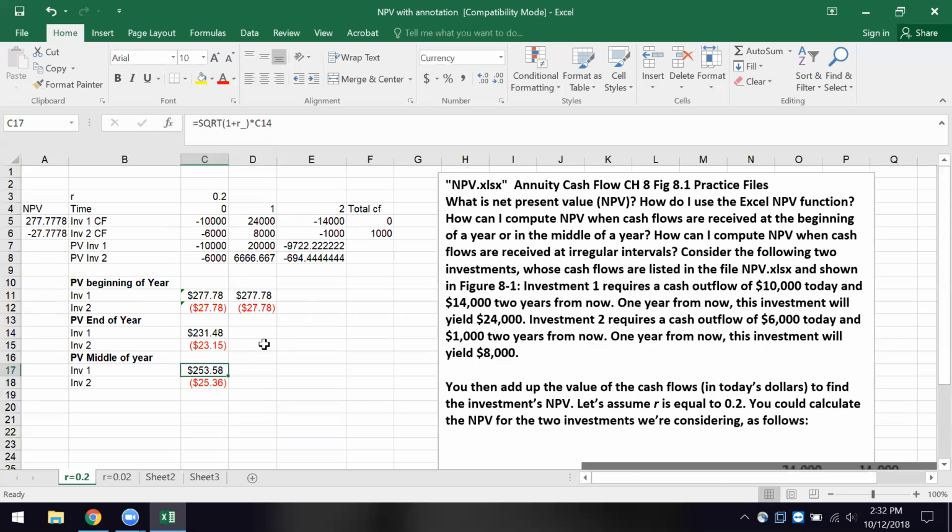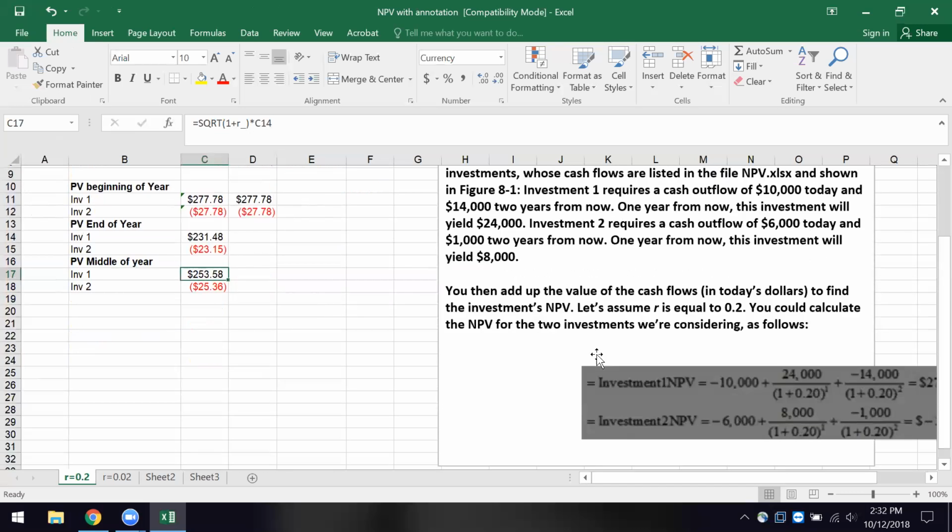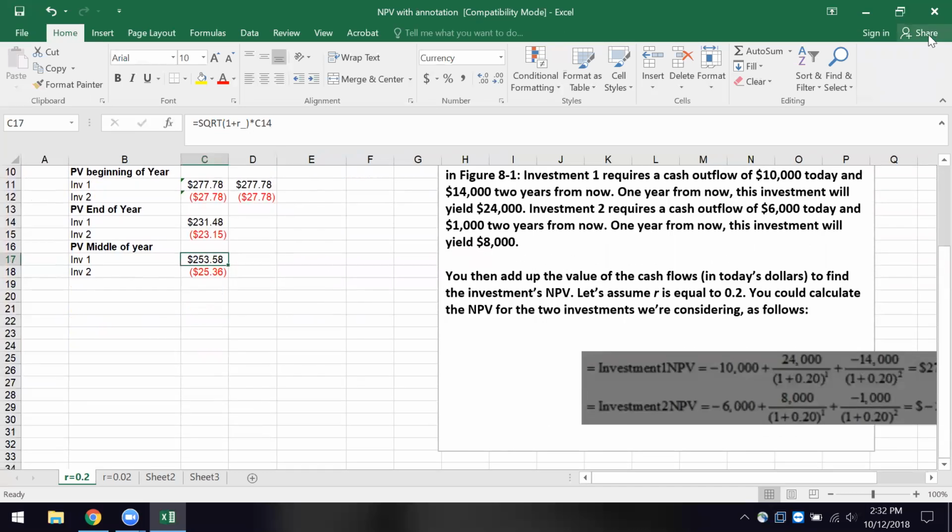Because the present value of money is measured, you can even do it in weeks or days, whatever you choose to do. Okay, that's this file. Now I'm going to close this off. And again, I have the annotation there for you to take a look at, as well as the formulas.